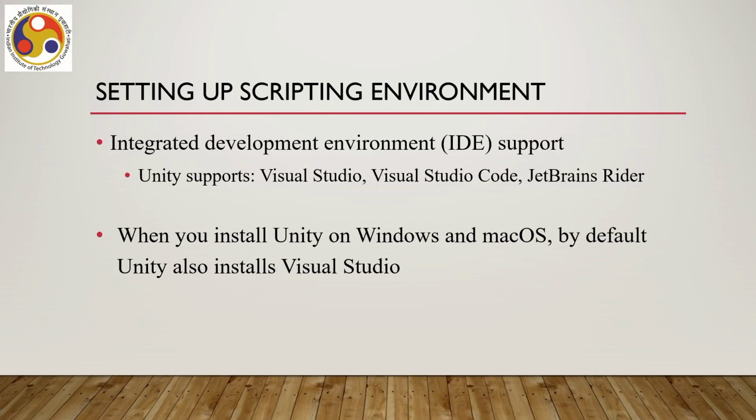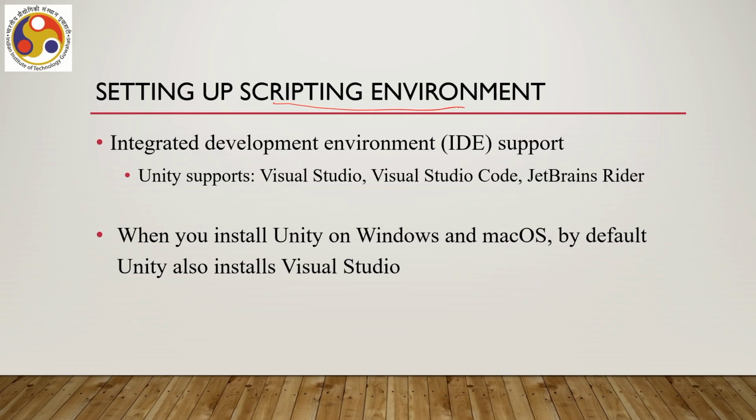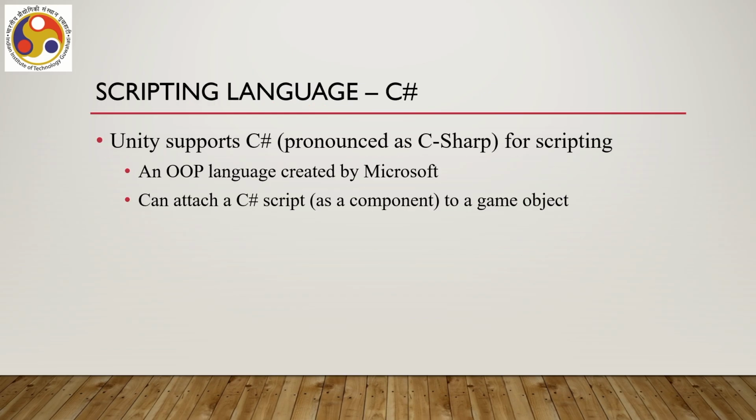In order to do that, first we need to set up the scripting environment. That automatically gets done when you install the Unity package. Unity supports IDEs such as Visual Studio, Visual Studio Code, and JetBrains Rider. When you install Unity on Windows and Mac, by default Unity also installs the Visual Studio package, which is an IDE using which you can develop and compile your script. The scripting language that is supported by Unity is called C#.